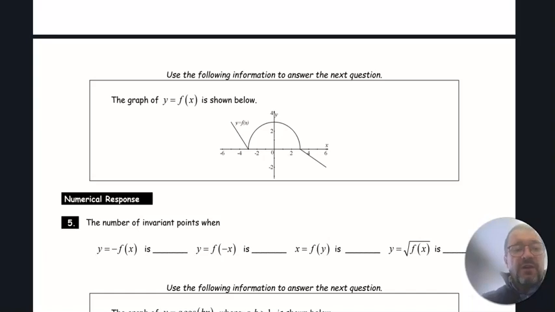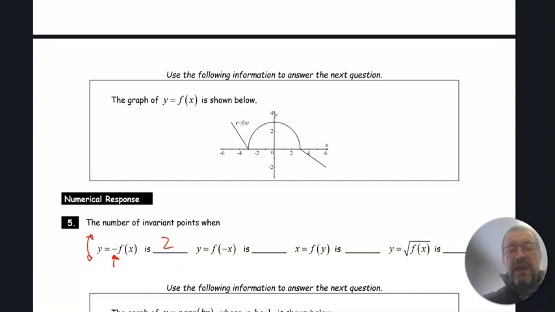So for this first one here, the negative is on the outside, which implies that this is a vertical reflection, this way, over the x-axis. So anything that's on the x-axis is going to stay invariant. So that's going to mean that x-intercept right there and that x-intercept right there will stay invariant. That means we've got 2 invariant points.